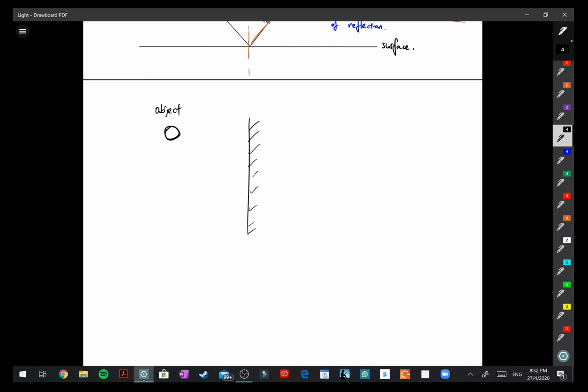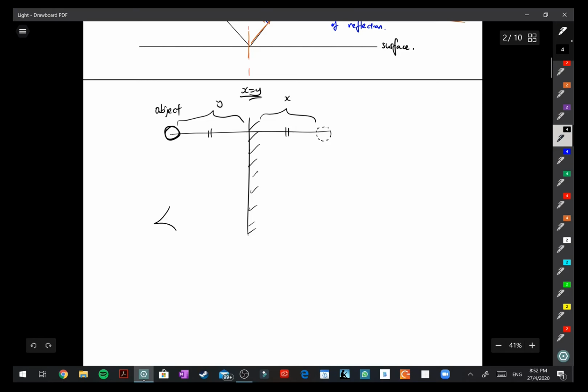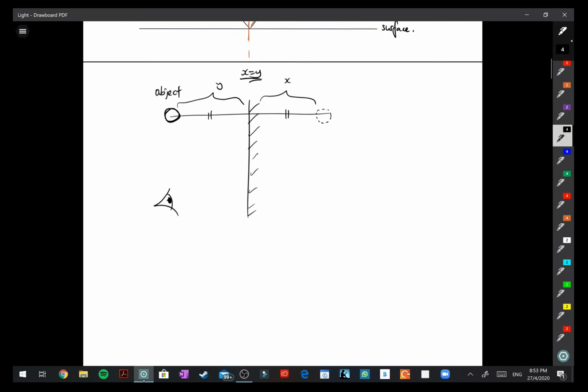Now the first property of an image is that the image will be formed behind the mirror, and it is equidistant. In other words, this distance here is equal to this distance here. X is equal to y. They are of the same distance. Next, my observer might be looking from here, so he will actually see the image, right? Because that's what you all see.